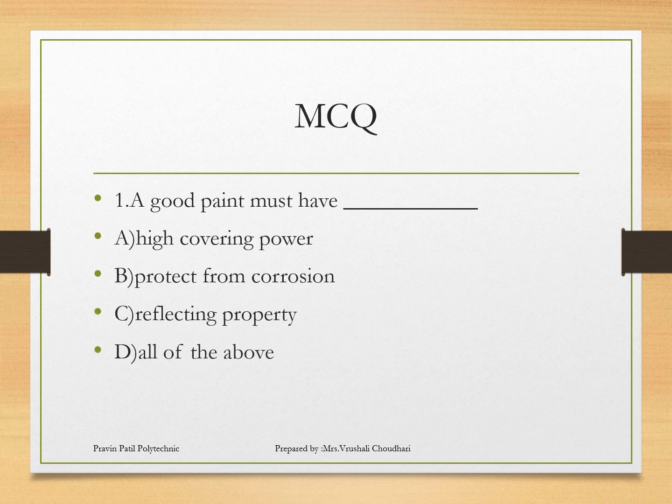A paint must have high covering power, protect from corrosion, reflecting properties, and all of the above. A good paint should have high covering power. If it does not cover the whole surface, it will not protect the metal or the components. It should protect metal as well as walls from corrosion. It should reflect UV rays coming from the sun. So the answer is all of the above. All three properties must be satisfied.